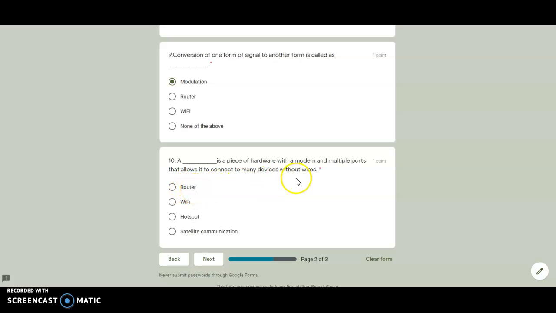Now, does router have a modem? Yes, we have a modem in router. Does a router have multiple ports? Yes, router has many ports. And does it give internet? Of course, a router gives internet to us. And does it allow to connect to many devices? Of course, we connect to router from many devices. Like we have our mobile phones that are connected to a router. We have our laptops that are connected to our router. We have smart TVs that are connected to router. So yes, the router is the correct answer. Okay, I hope this was clear for all of you. Thank you so much.